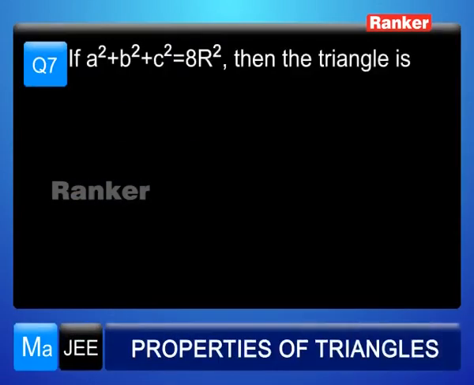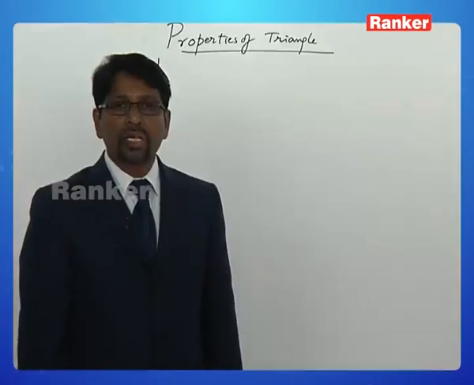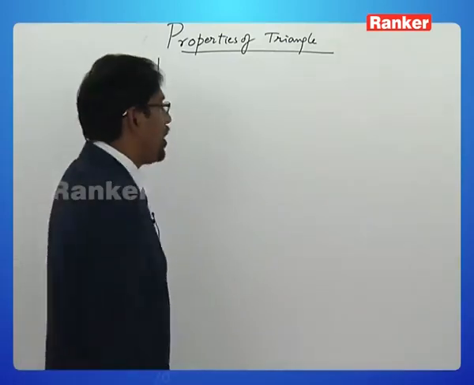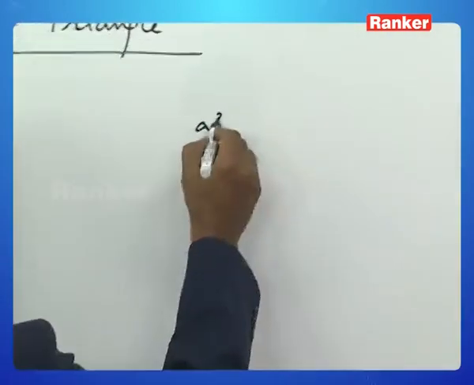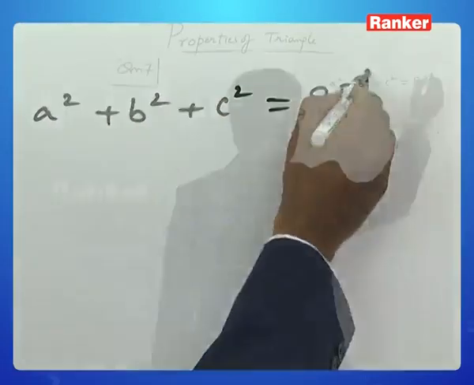If in a triangle ABC, a square plus b square plus c square is equal to 8R square, then the triangle is: first option right angle triangle, second option isosceles, third option equilateral, fourth option scalene. a, b, c and capital R are in the standard notations here. Okay, so let's see here. a square plus b square plus c square is equal to 8R square.